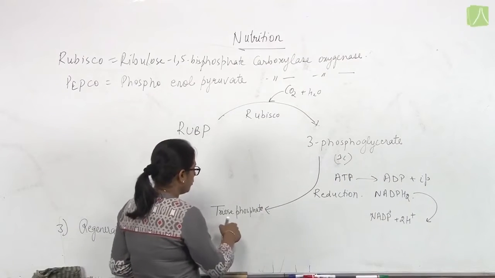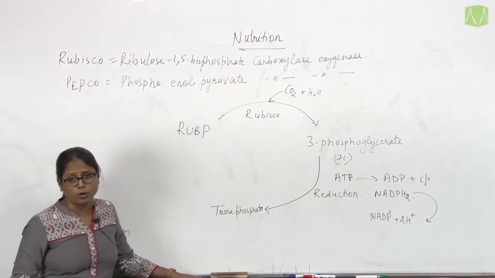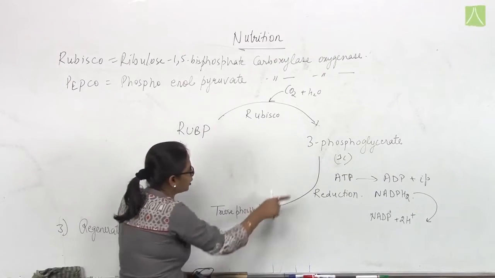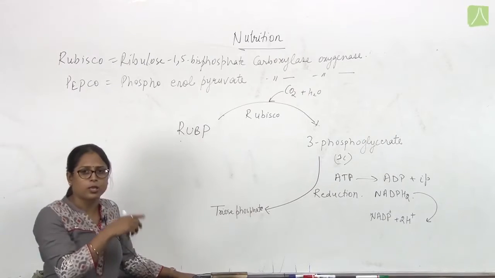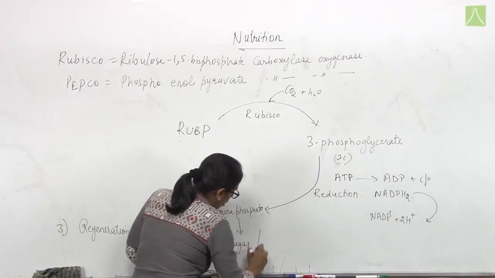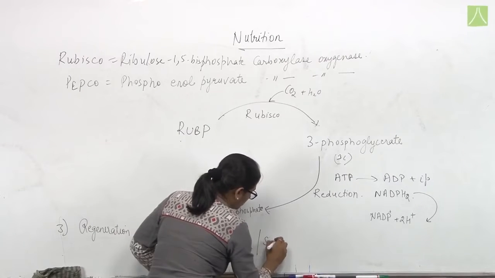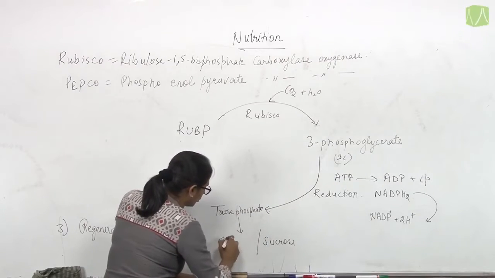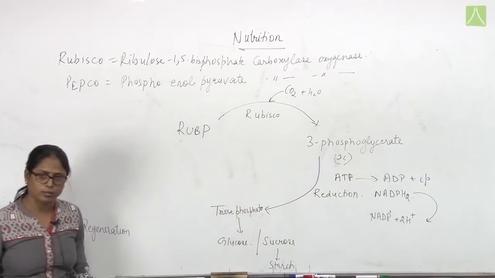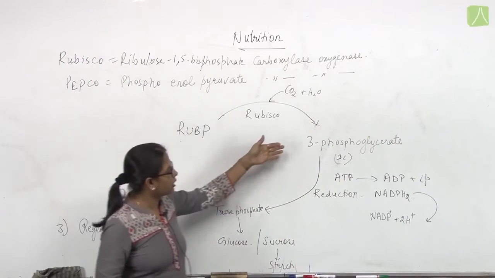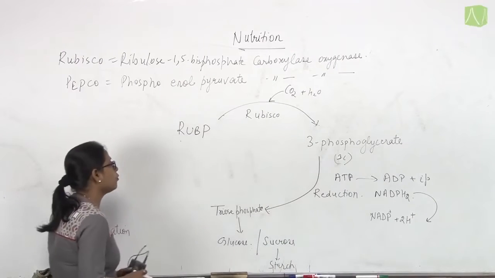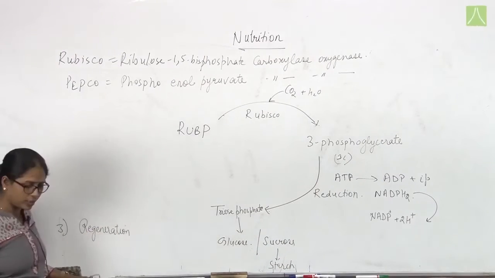Now this triose phosphate is a 3 carbon compound, but this complete cycle actually runs 2 times, because in one particular cycle the triose phosphate which is forming is converted into sugar or sucrose. Sugar means here I am talking about glucose, which will accumulate in the form of starch in the plants. So this is the reduction step where the 3 phosphoglycerate is converted into triose phosphate by the use of this assimilatory power.